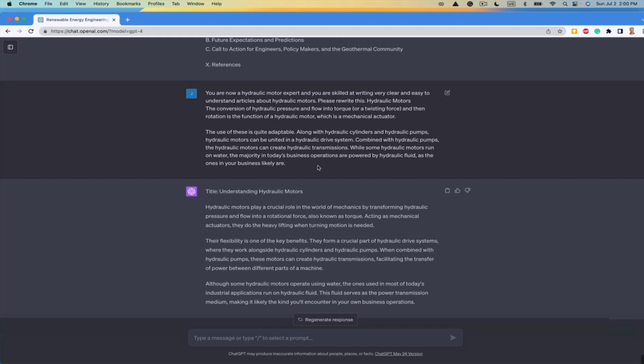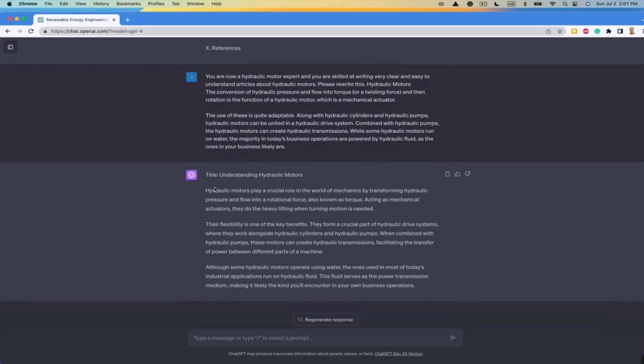Hydraulic motors can be united in a hydraulic drive system. Combined with hydraulic pumps, the hydraulic motors can create hydraulic transmissions. While some hydraulic motors run on water, the majority in today's business operations are powered by hydraulic fluid, as the ones in your business likely are. Okay, so that's what I asked it to refine. Let's see how it did.